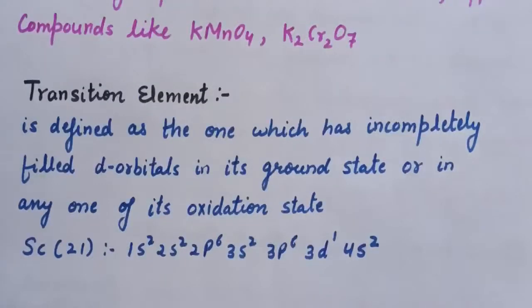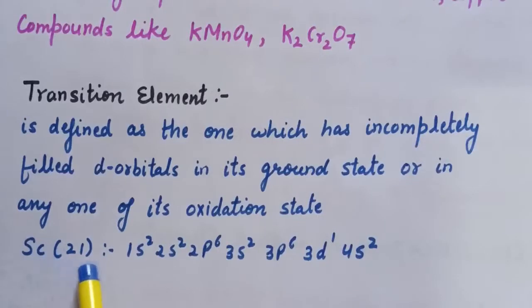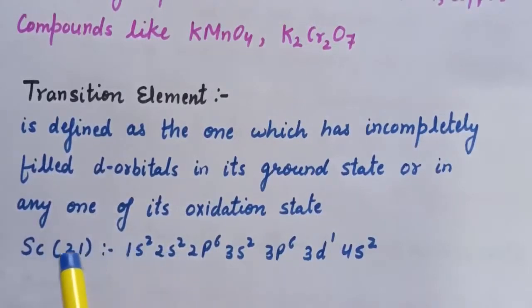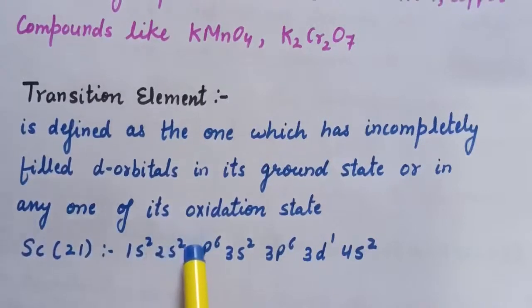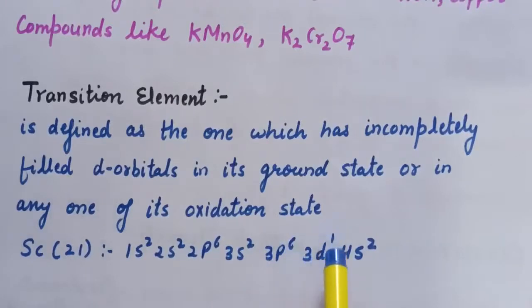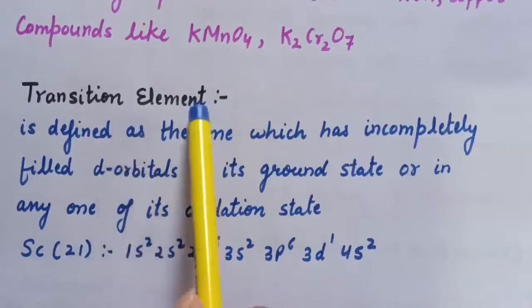For example, scandium, which belongs to 3D series and the atomic number is 21. The electronic configuration for scandium is 1s2, 2s2, 2p6, 3s2, 3p6, 3d1, 4s2. So this is the electronic configuration in its ground state. In its ground state, there is only one electron in 3d orbital, or you can say that this d orbital is partially filled. That is why this scandium belongs to transition element.